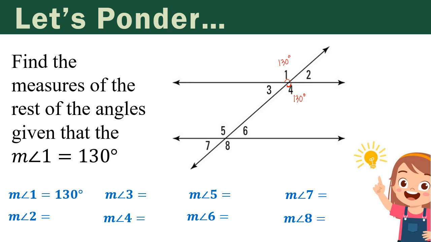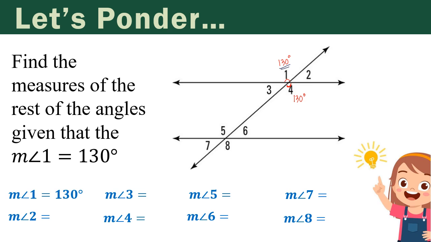What's the relationship of angle 1 and angle 2? As you can see, they are a linear pair. And we all know linear pairs are supplementary angles. Thus, the sum of the measures of angle 1 and angle 2 should be 180 degrees.